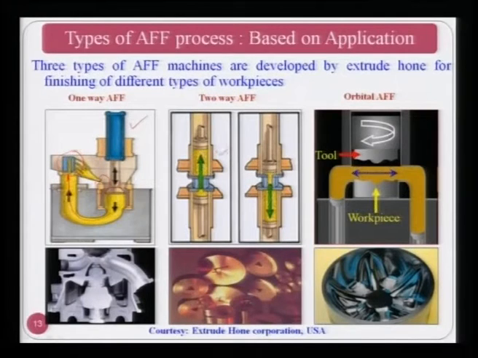This two-way abrasive flow finishing process I have already explained: upper cylinder, lower cylinder, here is the medium, and here is the workpiece, and the medium is moving up and down with the help of a hydraulic unit. A hydraulic unit is used here also, in the one way as well as two way as well as orbital AFF. You have to use it for the movement of the medium. Now, in some cases you cannot use either the one way or two way AFF process, and then they developed what is known as the orbital abrasive flow finishing process.